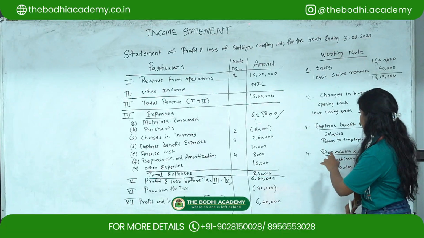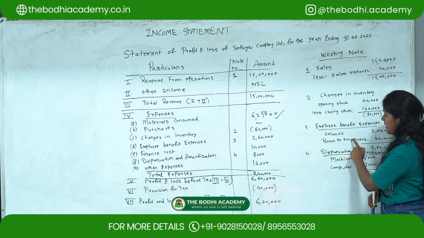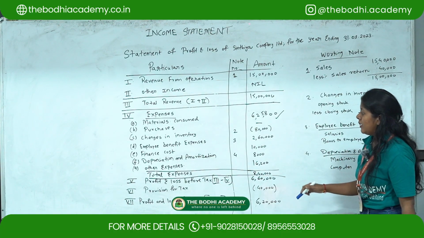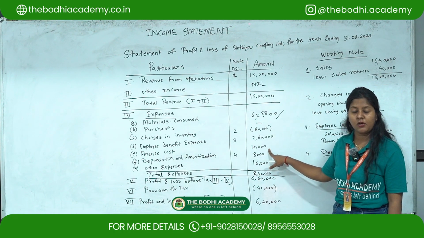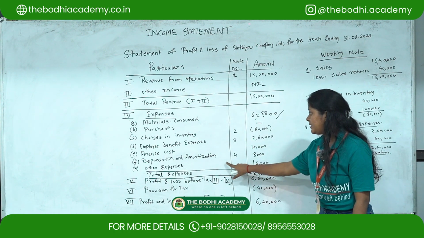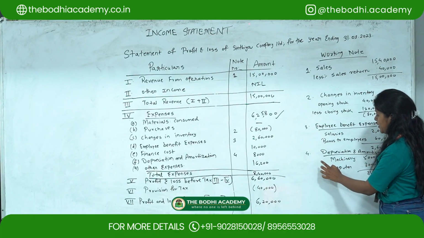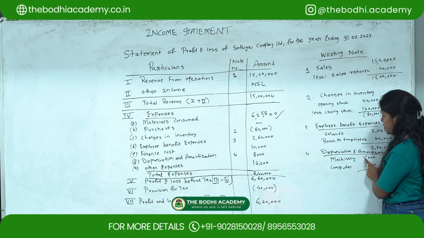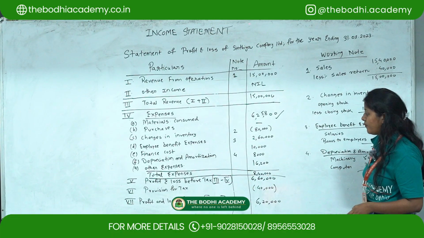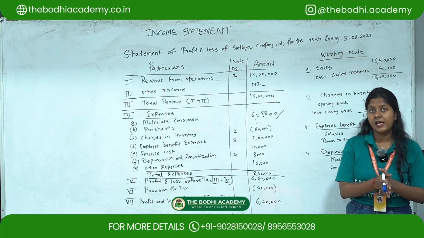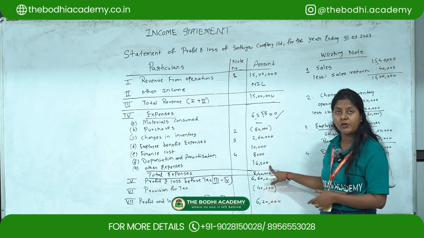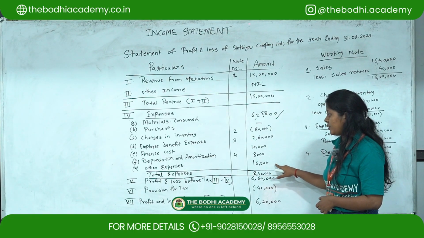Employee benefit expenses, this thing you have to remember, salaries and bonus to employees. Then with regards to finance cost, we took 10,000, that is for discount on issue of debenture. Depreciation and amortization, we showed the working note for depreciation and amortization on machinery and computer. Then other expenses, here on the debit side they have given insurance, which is a part of other expenses, 16,200.